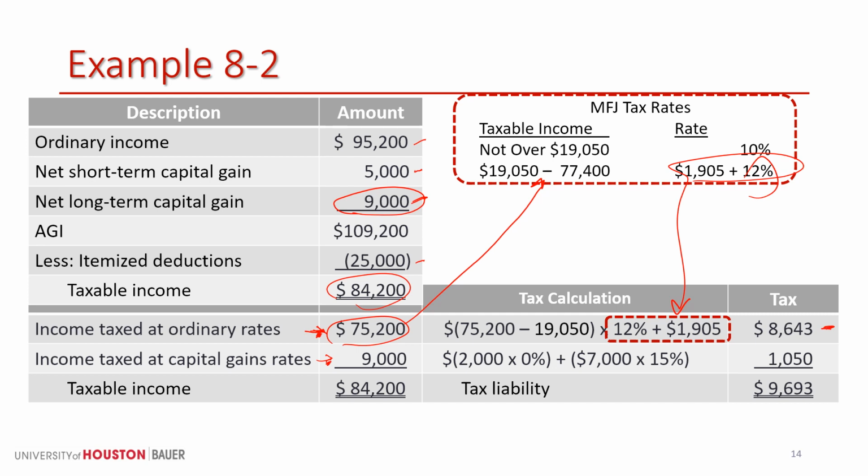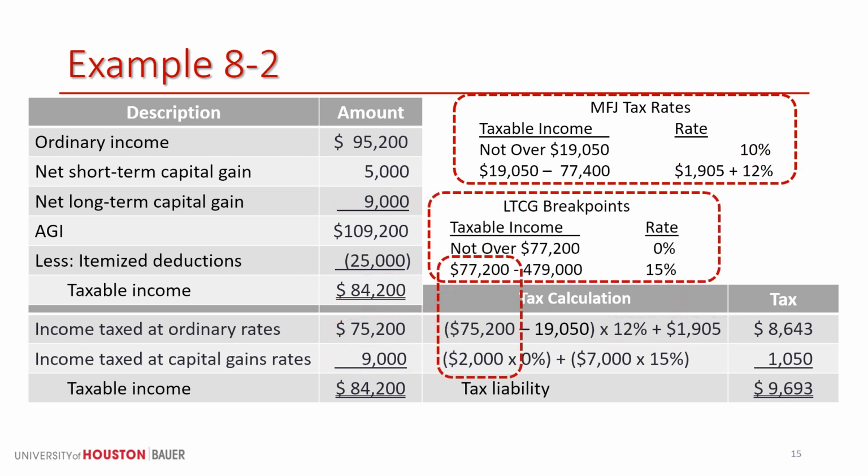Now, the confusing part for many students is how to calculate the tax on the $9,000 of capital gain, or dividends would be the same calculation. We first of all are going to look at what would be the breakpoints. And we can see that for a married couple, the 0% rate applies for any income up to $77,200. Well, their income is only $75,200. So they're $2,000 off that breakpoint. So $2,000 of that capital gain is going to be eligible for that 0% rate.